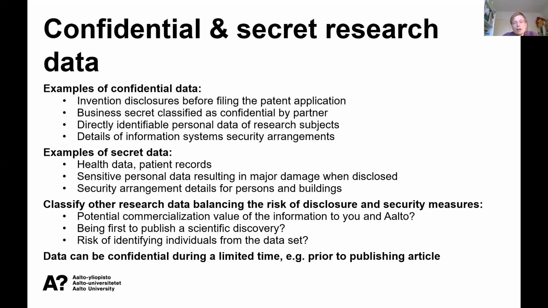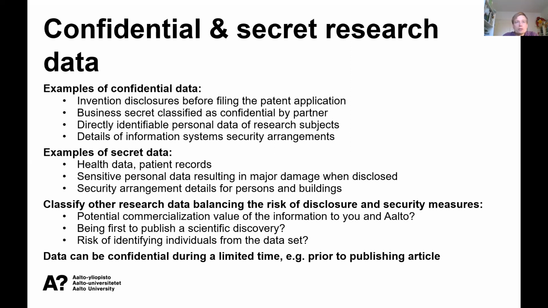And then secret data is something like health data, patient records, and sensitive personal data that has major damage when disclosed, or then persons, buildings related to security arrangement details as such, national security things could fall under that category.